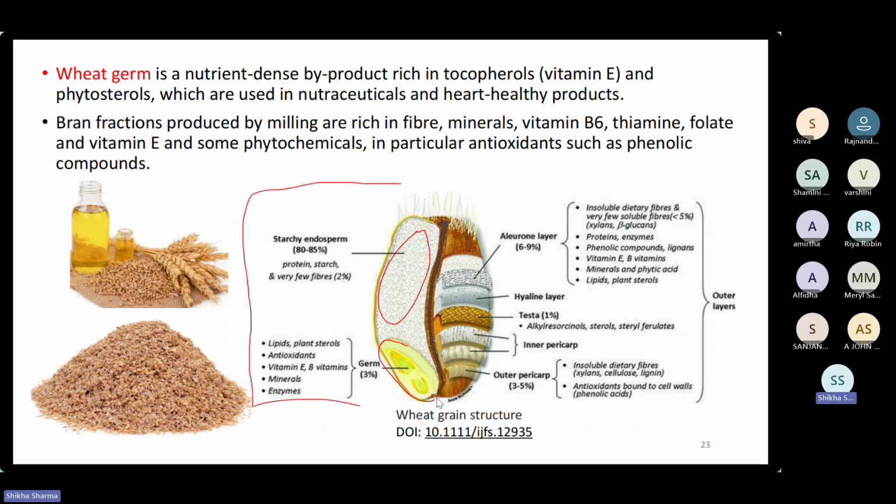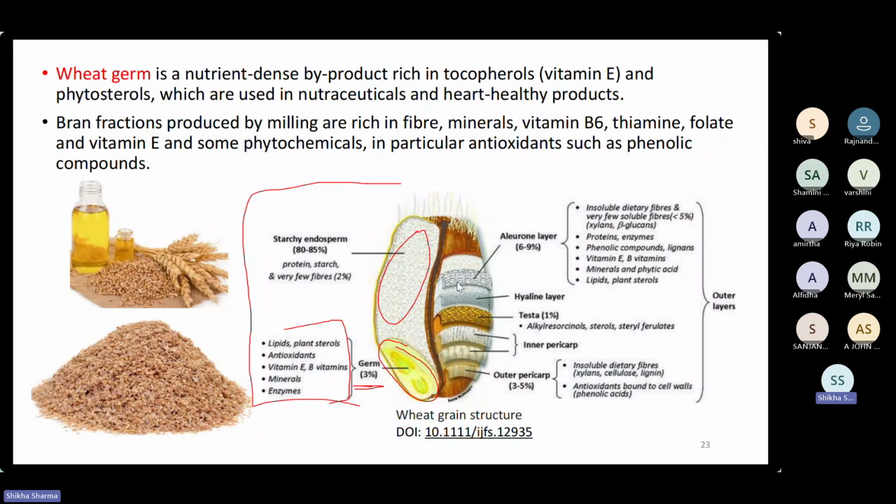And this is the germ part of the wheat kernel, sorry, not the rice. It is around 3%, and it has lipids, vitamin E, vitamin B, enzymes, different antioxidants, minerals, and plant sterols in this germ part.